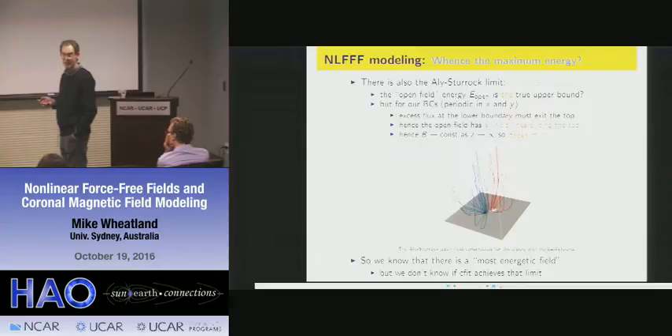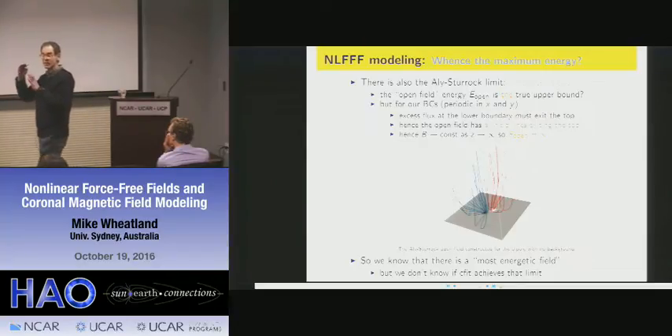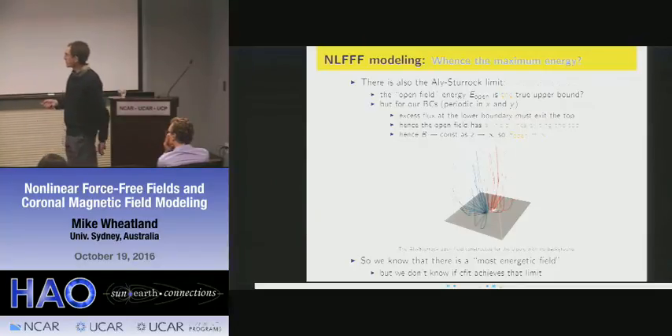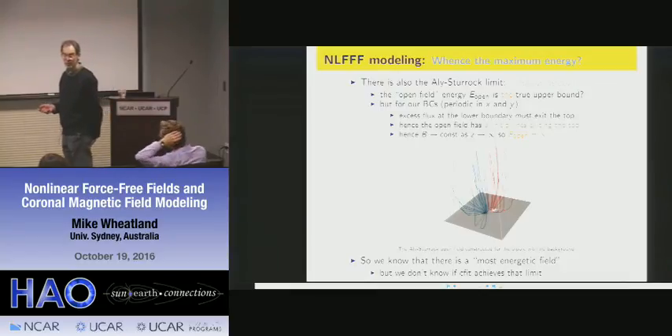And so I've done this calculation, relaxing the closed top boundary condition and calculating a potential field with that, doing this Aly-Sturrock construction.